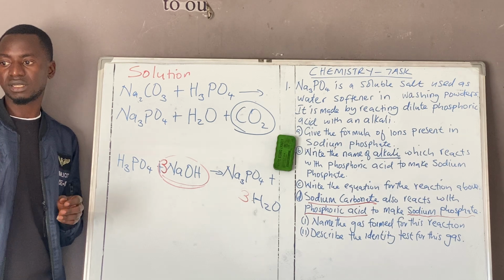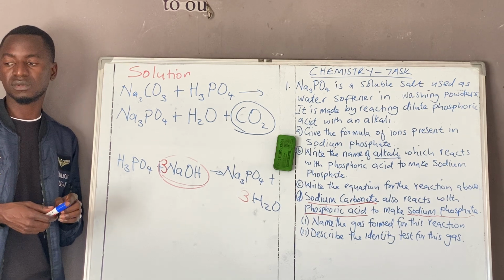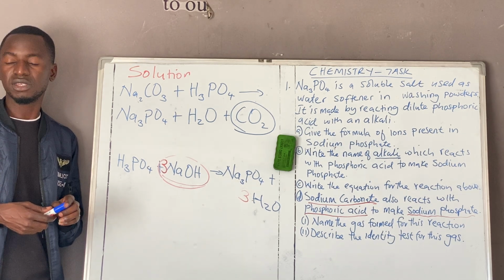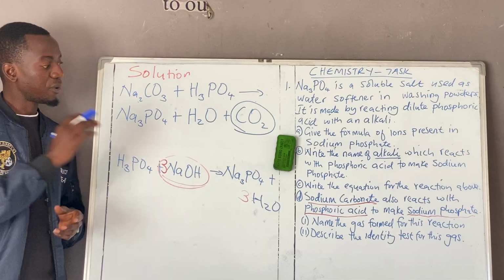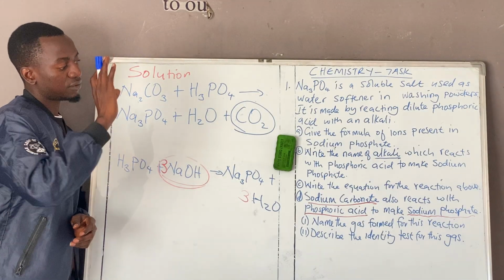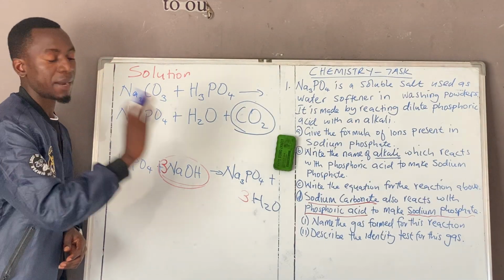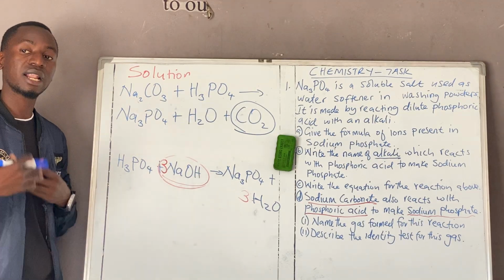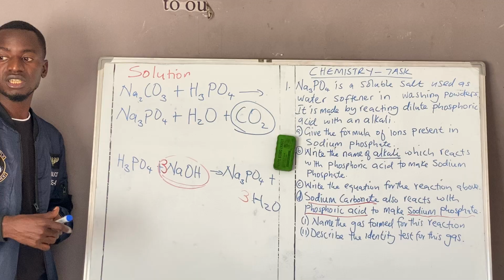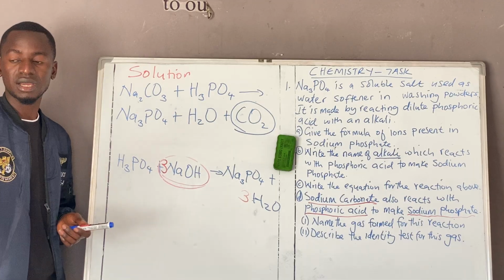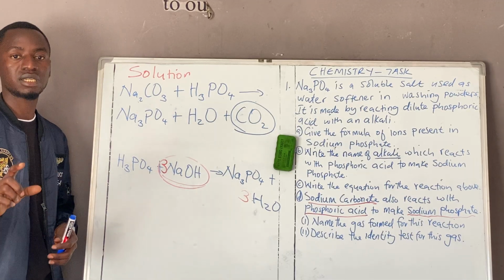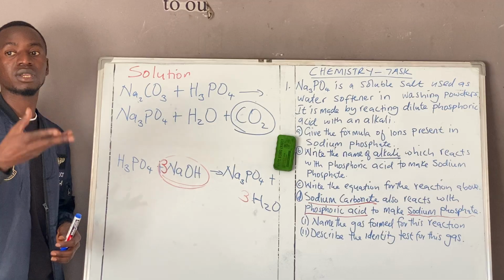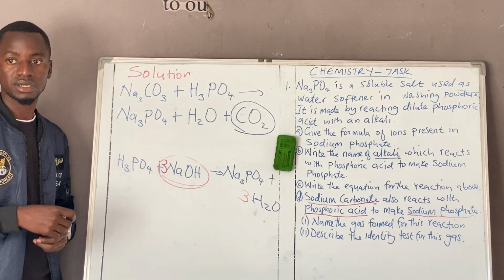So for carbon dioxide, lime water. Yes. The identity test for carbon dioxide, it turns lime water what? Milky or cloudy. So meaning when it is passed through the lime water, what will happen? The lime water turns to what? To milky, to look like milk or cloud.